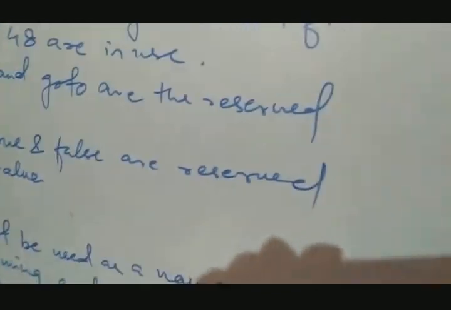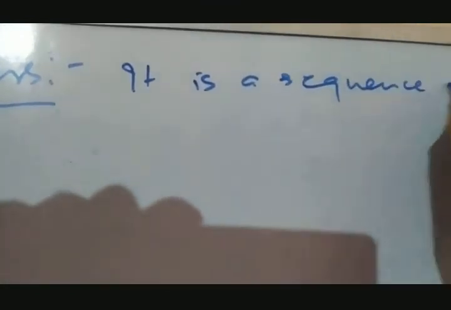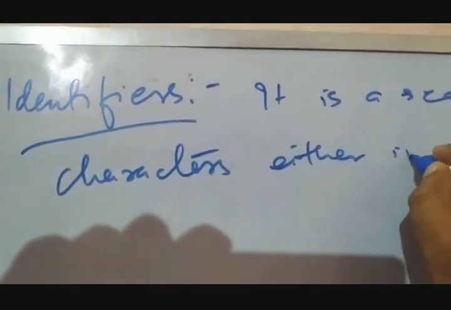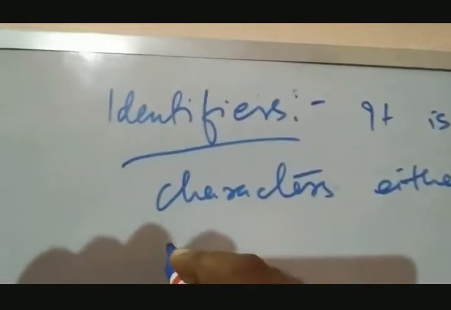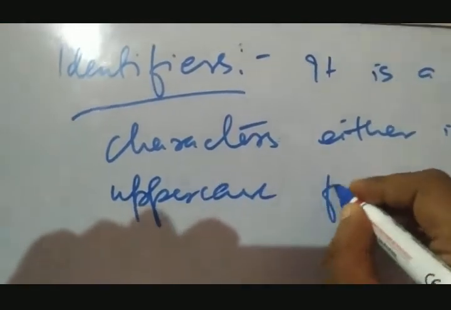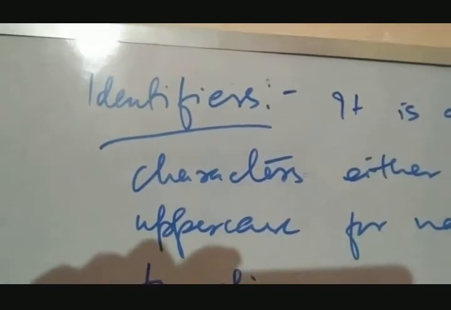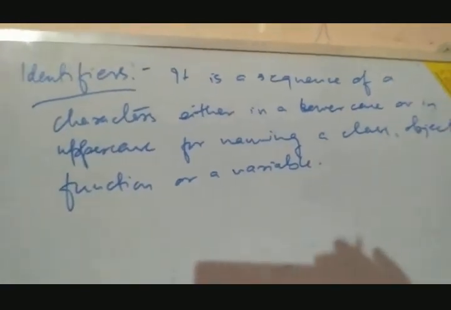Alright, now identifiers. It's a sequence of characters, either in lowercase or in uppercase, for naming a class, object, function or a variable.